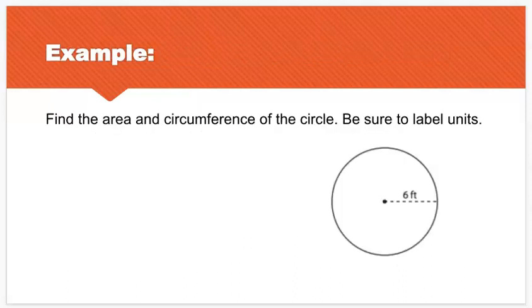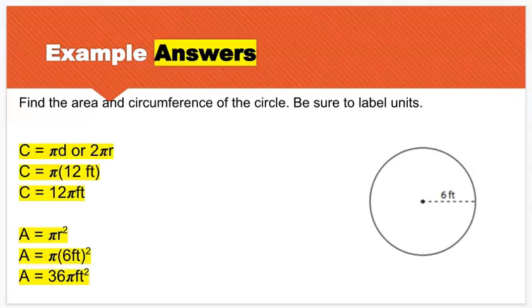Can you find the area and the circumference of this circle? Be sure to label your units. Find the area and circumference of the circle, labeling the units. Well, what we get is circumference equals pi times the diameter, or 2 times pi times the radius. We can see that the radius in this case is 6 feet. So the diameter must be twice the radius, which must be 12 feet. So we can simply write the exact circumference as 12 pi feet.